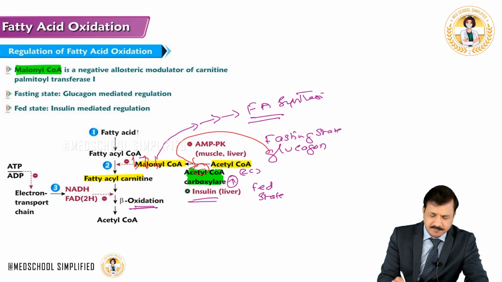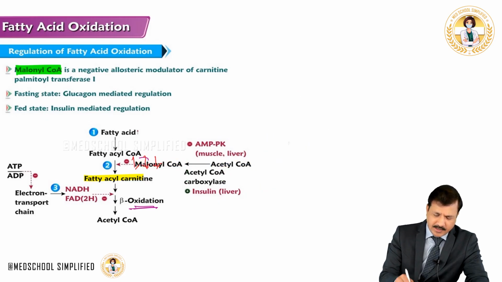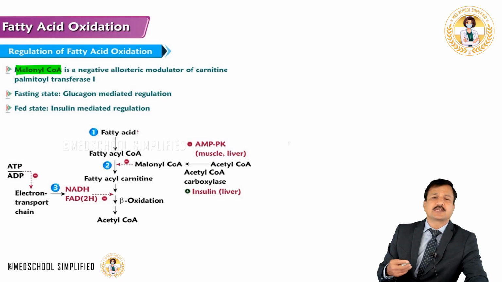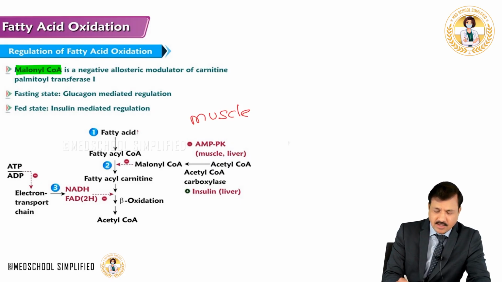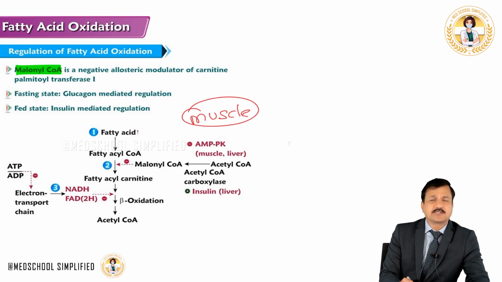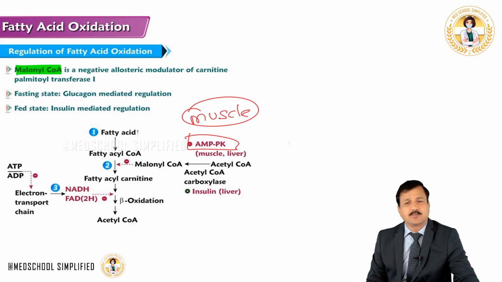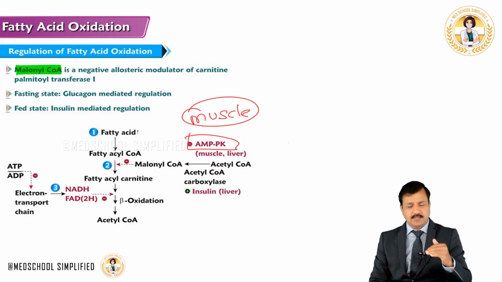Now let's move on to see what happens whenever a person is exercising. During exercise, like activity, especially in the skeletal muscle, so in the muscle, how is this fatty acid oxidation controlled? In the skeletal muscle, AMP levels will increase whenever a person does exercise. So this AMP is going to activate AMP activated protein kinase, and thereby it will have a negative effect on acetyl-CoA carboxylase. Let's look at that in the next slide.